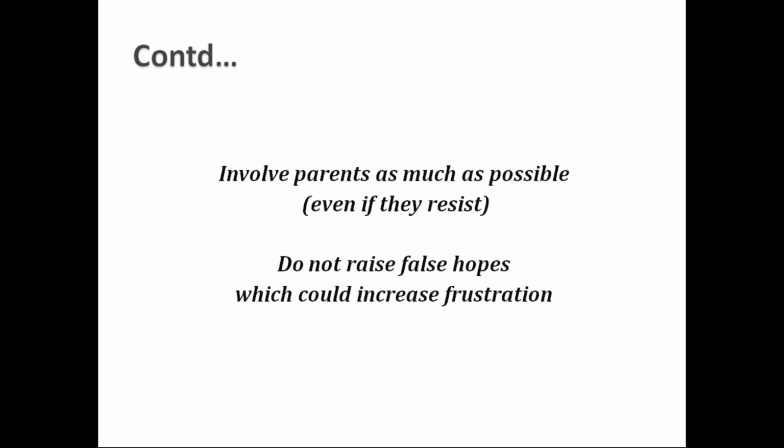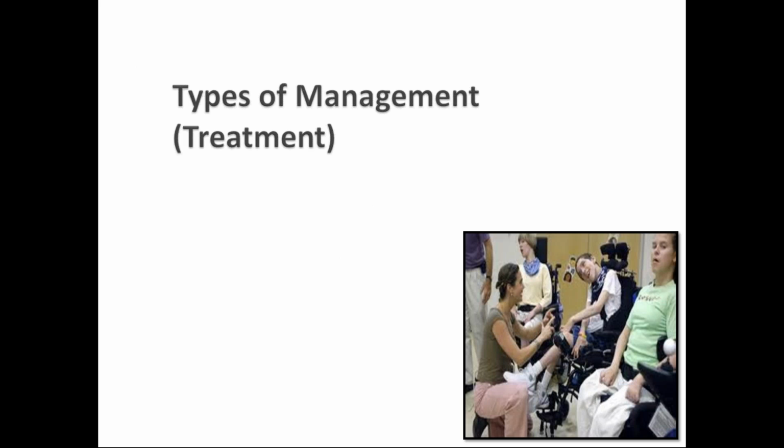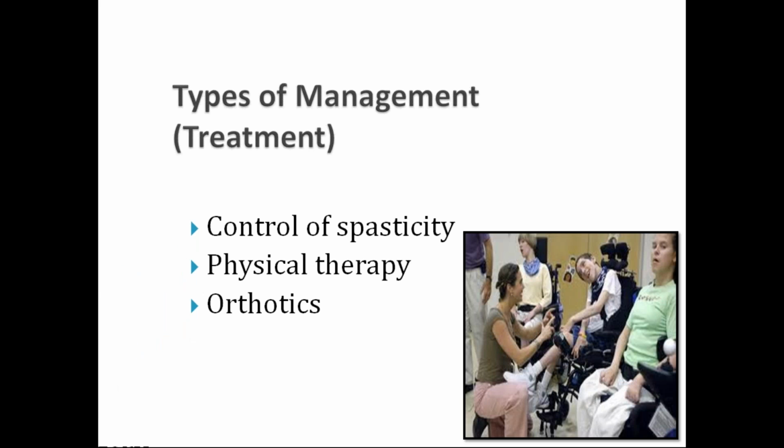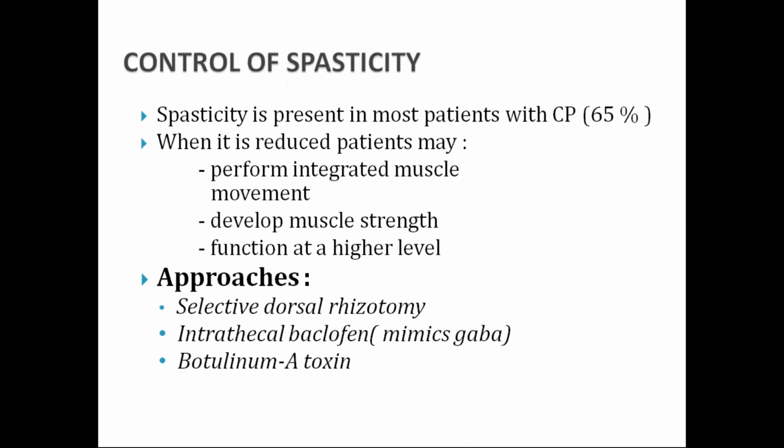So involve parents as much as possible. Do not raise false hopes, which could increase frustration. We shouldn't tell them that a patient will be treated 100% successfully, because even after treating, there will be recurrence of the deformities. So control spasticity, physiotherapy, orthotics, and orthopedic surgery.